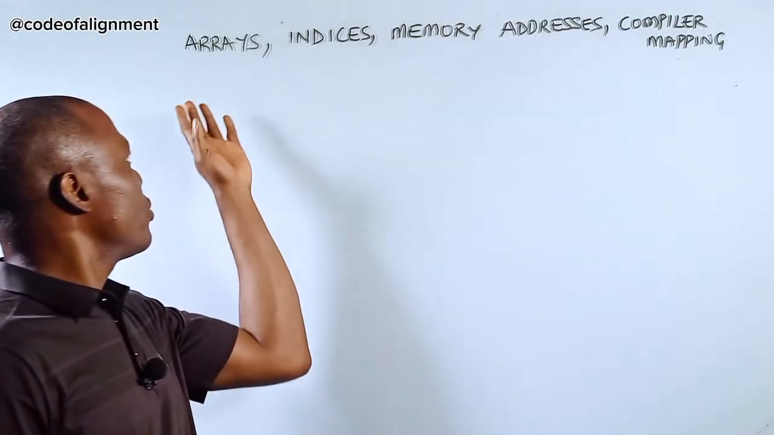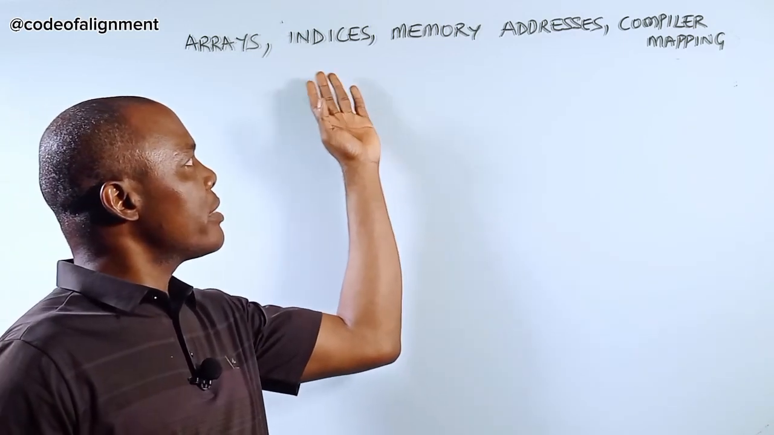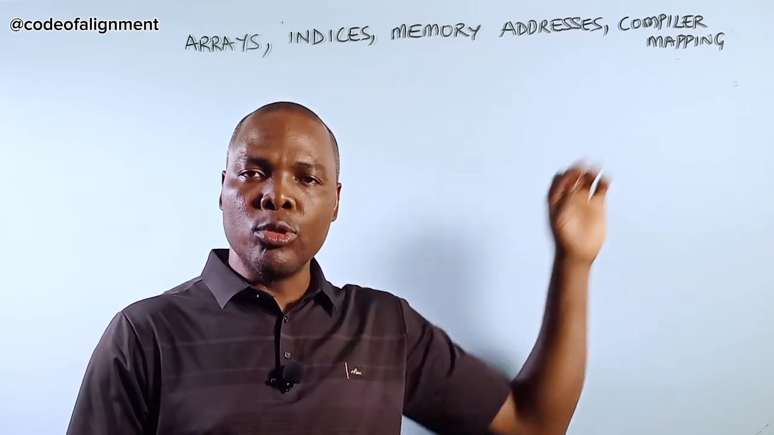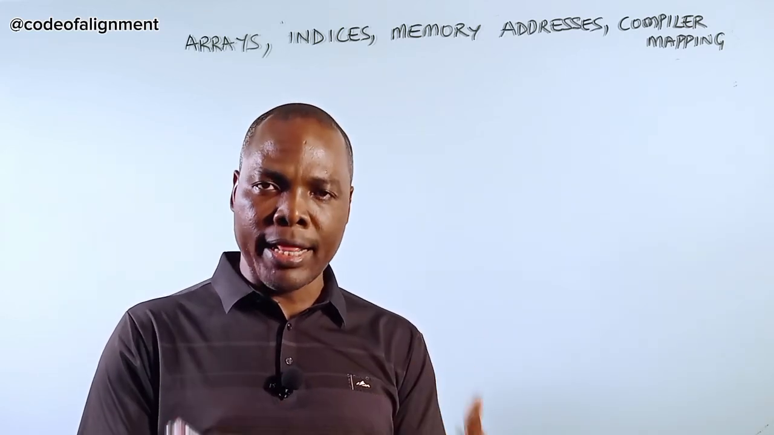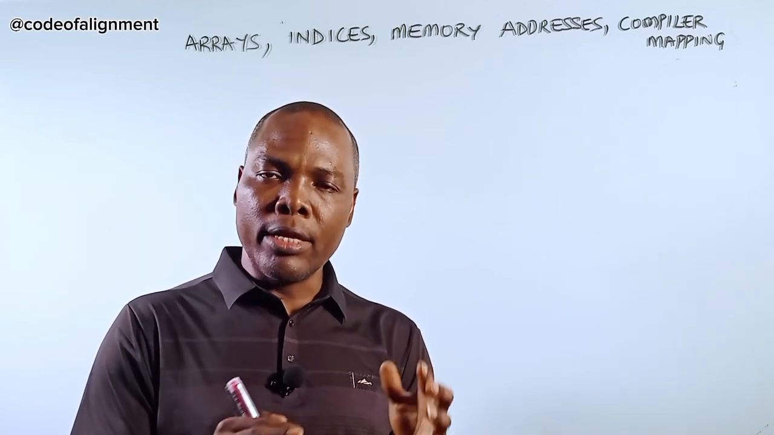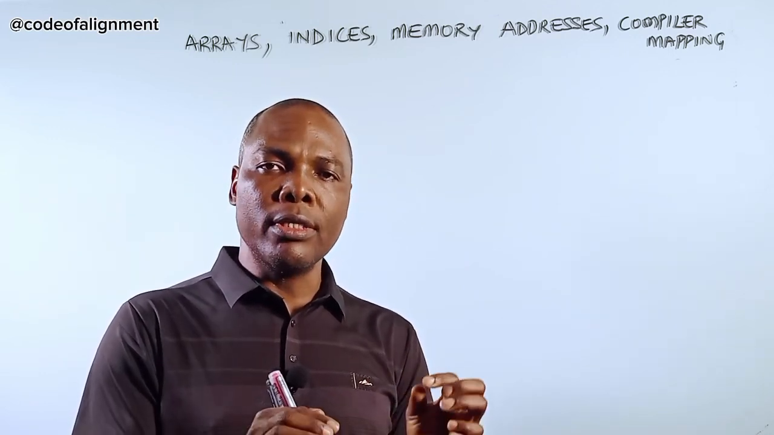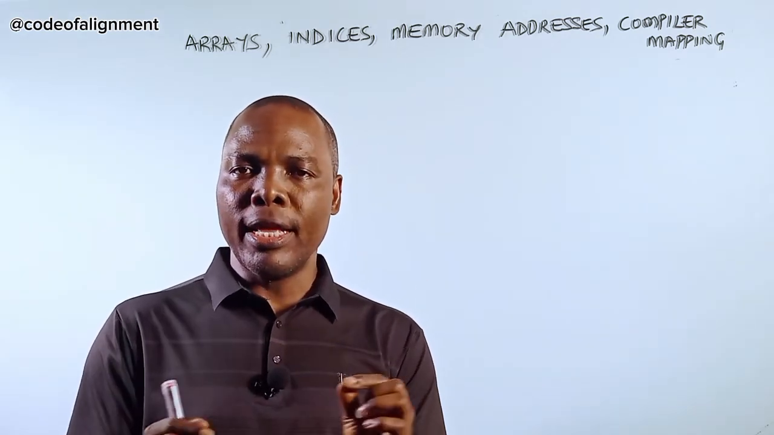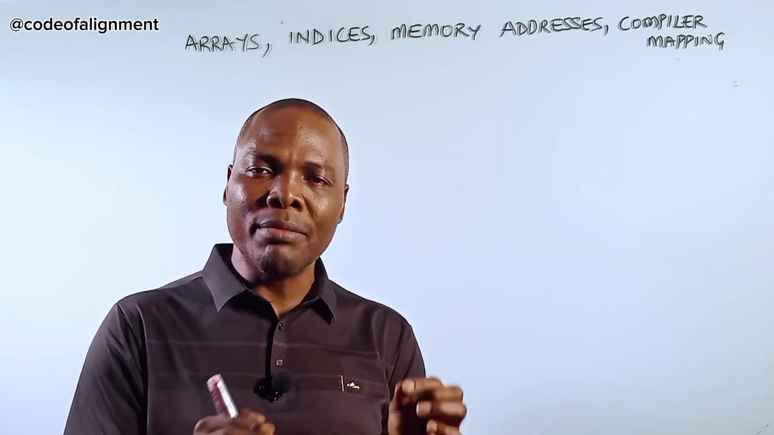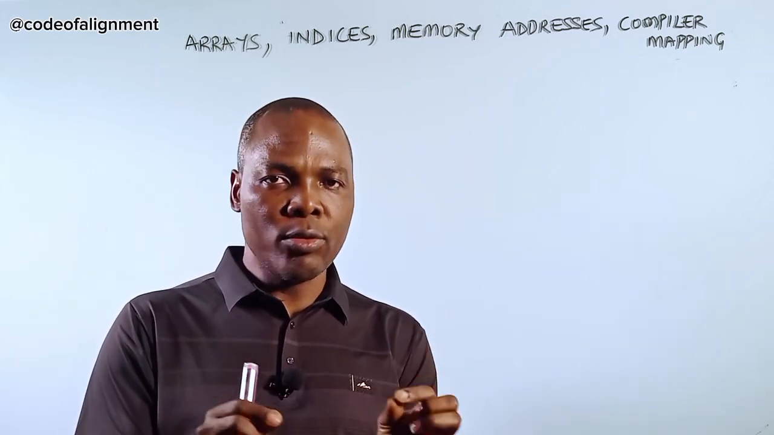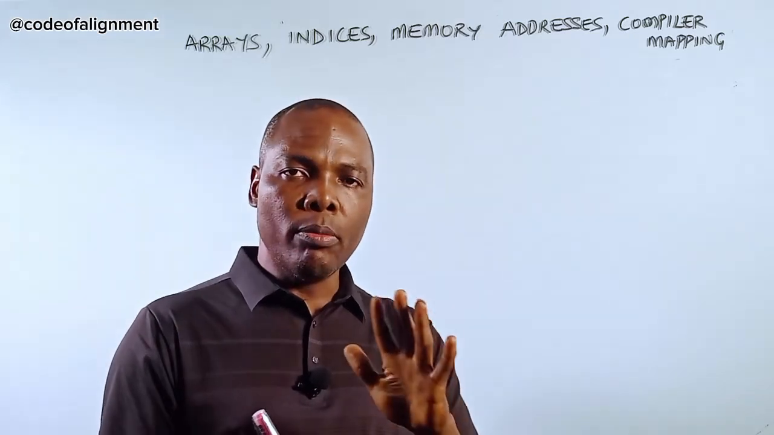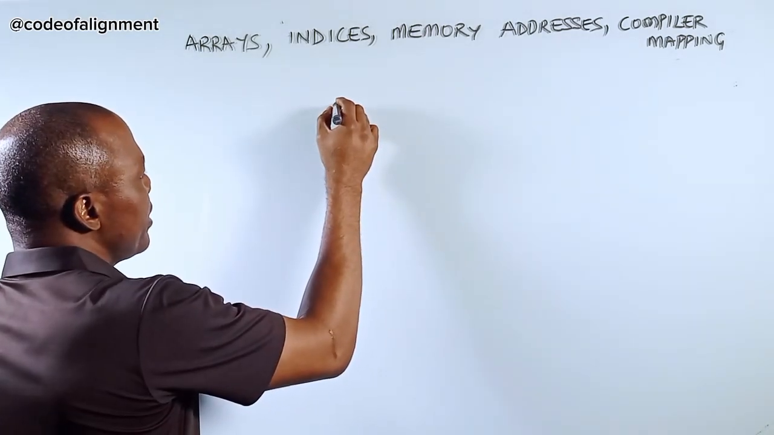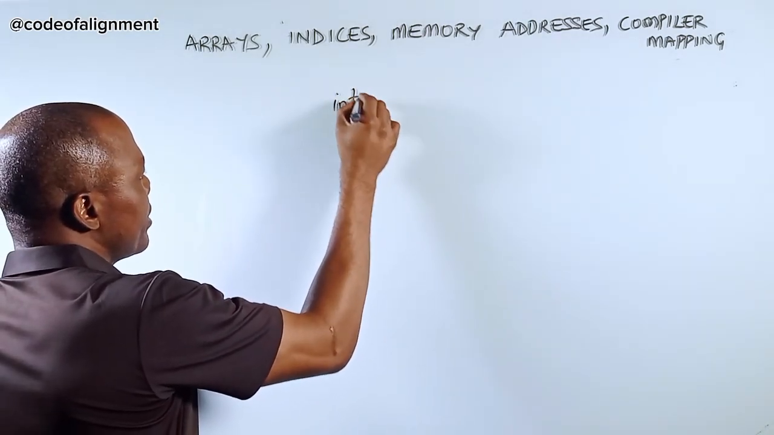Today we are going to continue where we stopped in the last class, which is arrays, indices, memory addresses, and compiler mapping. So in this class, I'm going to use proper terminologies to explain an array. Today I will tell you that an array is a static linear data structure that is used to store multiple values of the same data type under a single variable name, right?